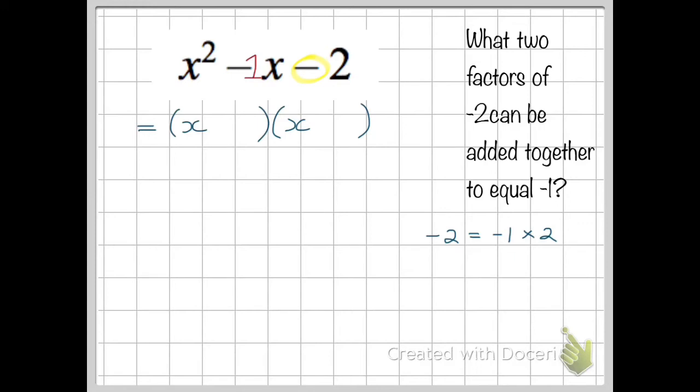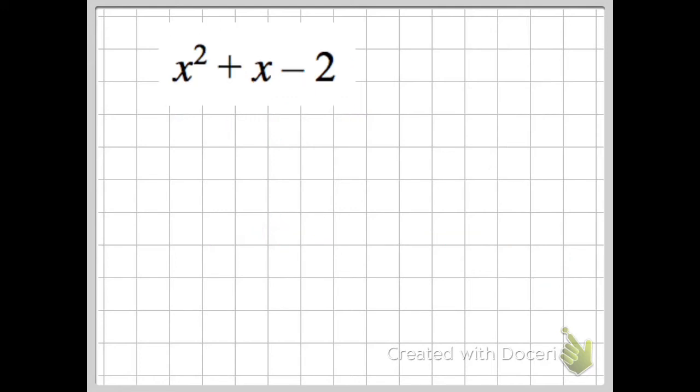So we list them. Negative 2 is negative 1 times 2, or we can switch the signs and have 1 times negative 2. Those are the only whole number factors. So which pair will add together to equal negative 1? The answer is this pair, and the missing numbers are plus 1 and minus 2. The pattern here is if you have two negative numbers, then the first factor will be positive and the second factor will be negative.